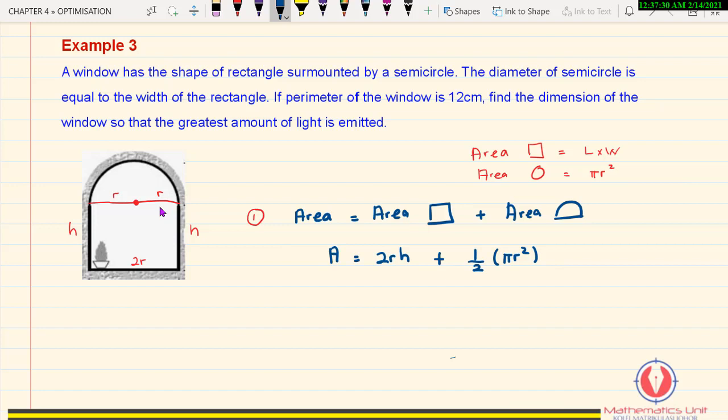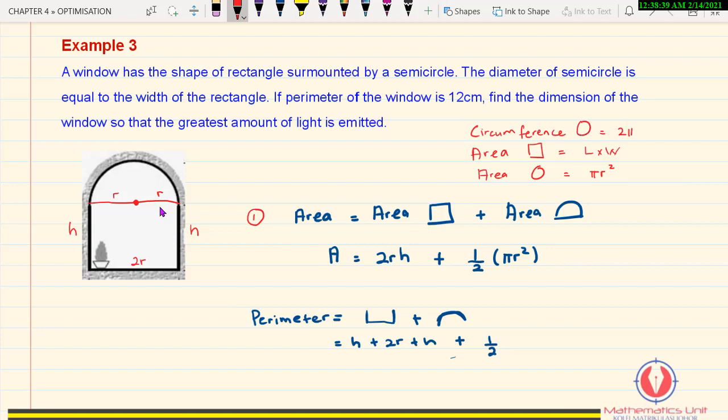Now the question says the perimeter of the window must be 12 centimeter. So let's come up with the secondary equation, that is the perimeter equation. The perimeter equation is equal to just the left, the bottom and the right part of the rectangle plus the outside part of the semicircle. The outside part of the rectangle is h plus 2r plus h. Now the outside part of the semicircle is 1/2 multiplied by the circumference of the circle. So we know that the circumference of a circle is equal to 2 pi r. That is the circumference of a circle.